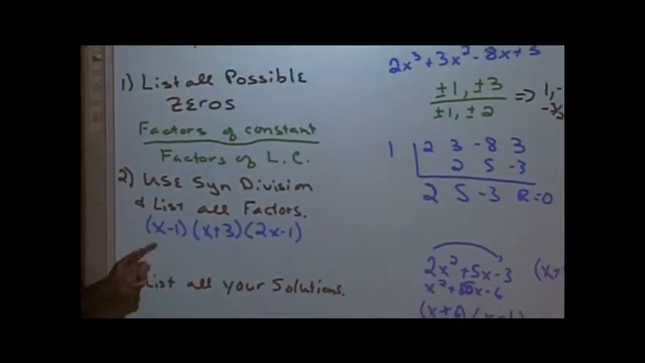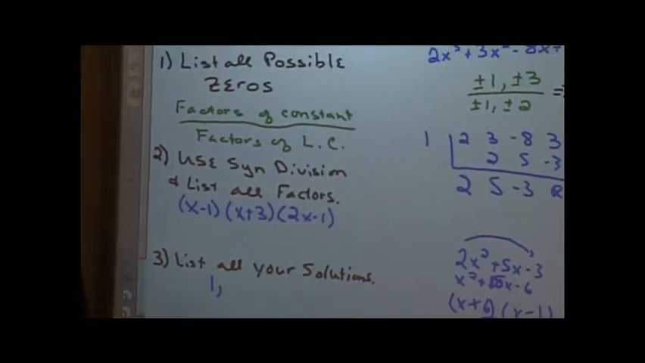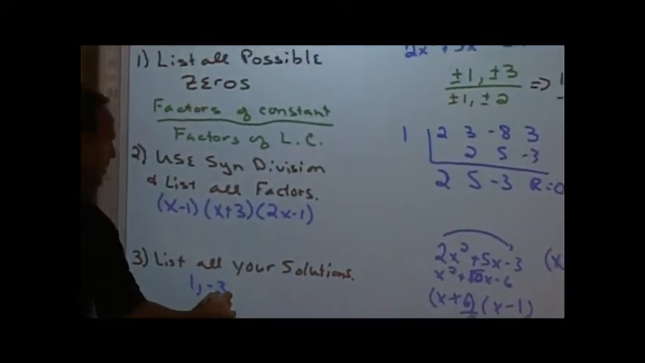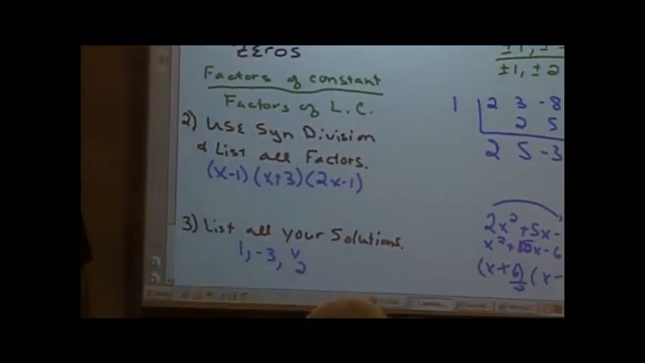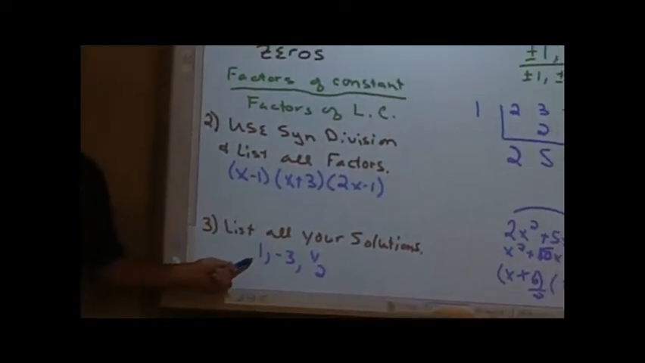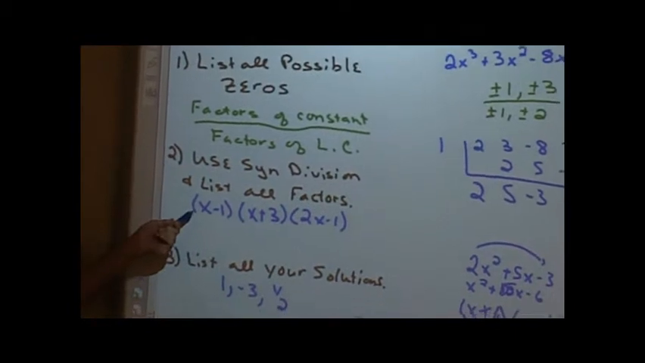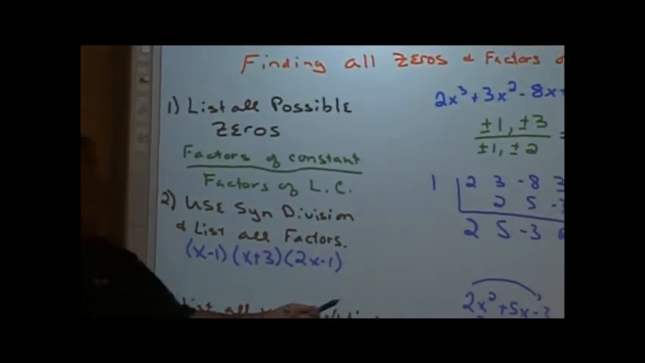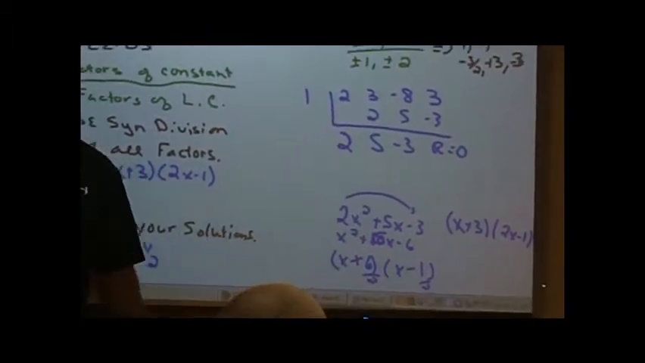Now for my solutions, I'd have what? A positive 1. What else? Negative 3. What else? Positive 1/2. Okay, those are the 3 things you're going to have there. So these are your solutions, or my zeros, or my roots, or my x-intercepts. These are my factors.